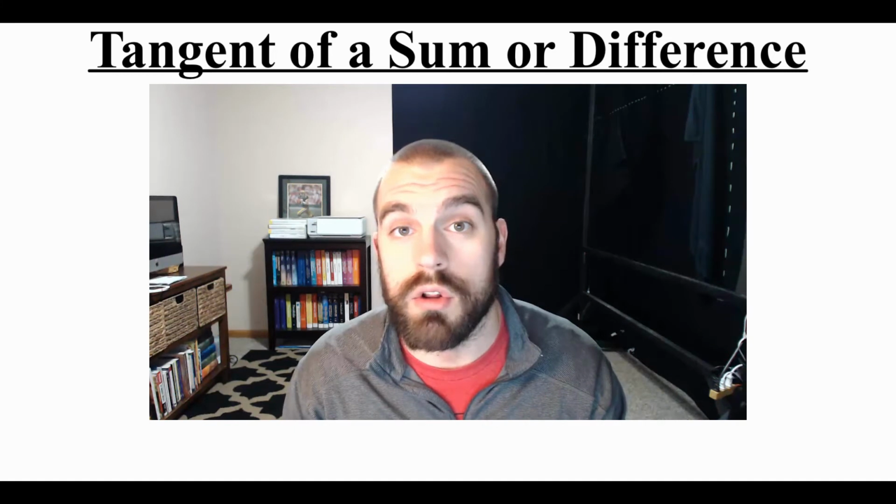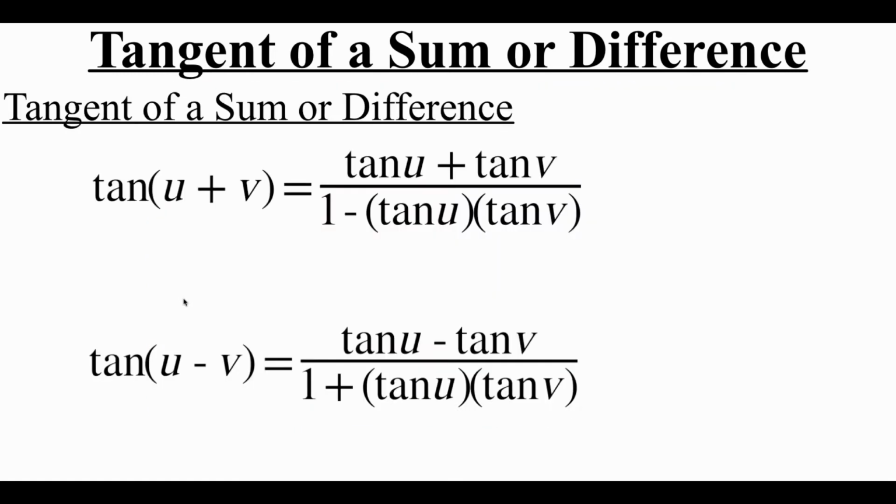In this video, we're going to look at a tangent of a sum or a difference. So if we're looking at doing the tangent of a sum or a difference, your tangent sum identity says if you're doing the tangent of u plus v, we're going to take the tangent of u plus the tangent of v over 1 minus the tangent of u times the tangent of v.